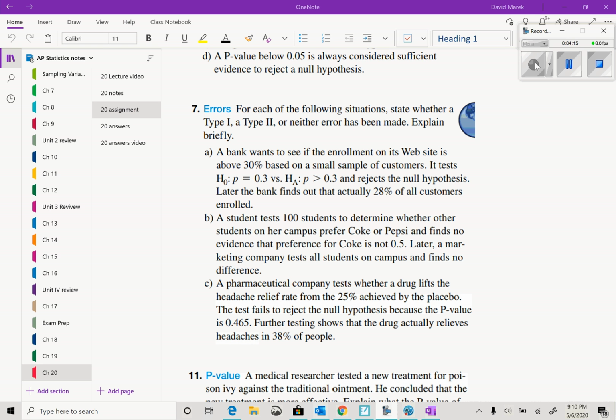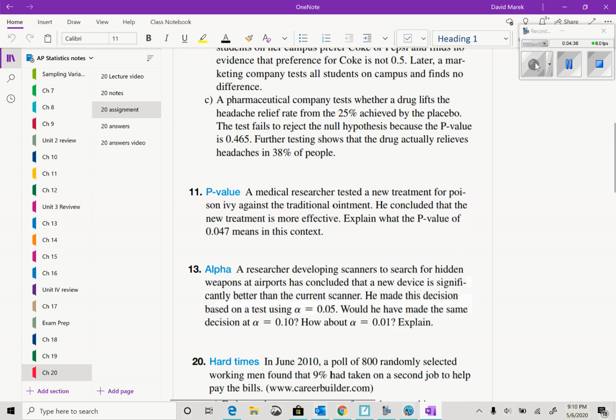The Type 1 error is when you reject the null hypothesis when you really shouldn't have. The Type 2 error is when you fail to reject the null hypothesis when you really should have. Okay. I hope that helps. It is a tricky concept.